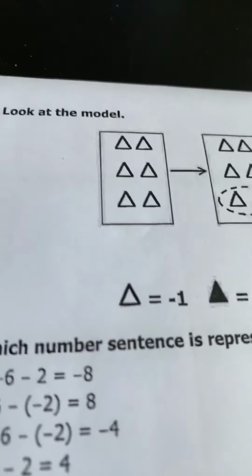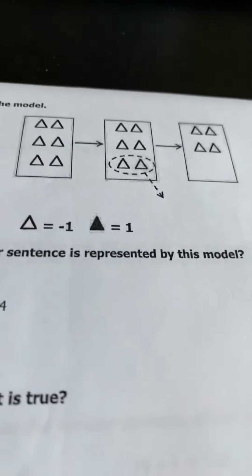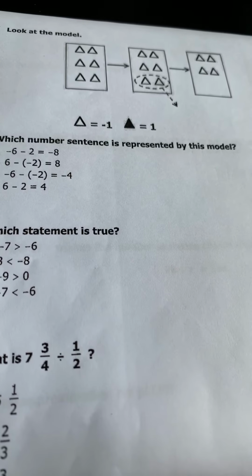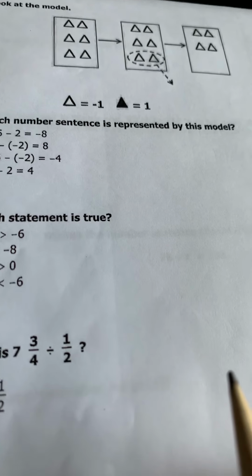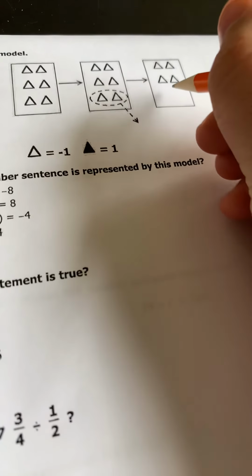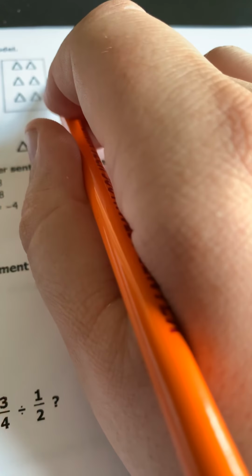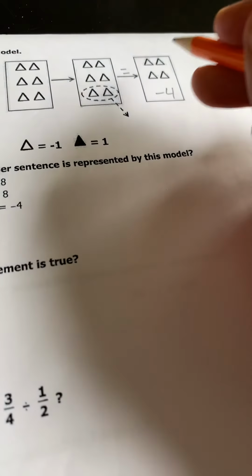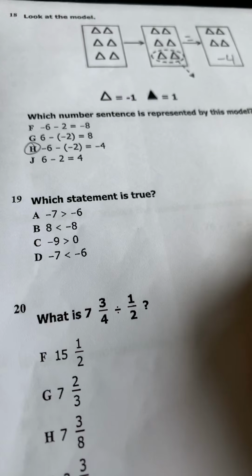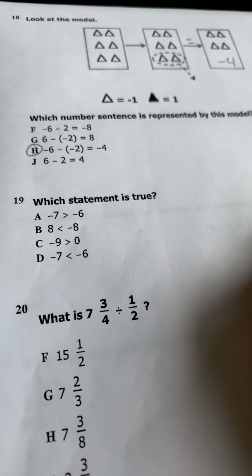All right, 18, look at the model. Which number sentence is represented by this model? Okay, now here's what I want you to notice. None of these triangles are colored. So I already know this over here, this is -4. This means equals. So which one is equal to -4? This one. That's all you had to do.